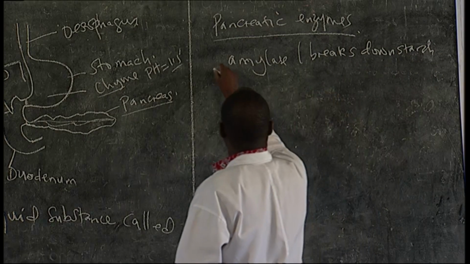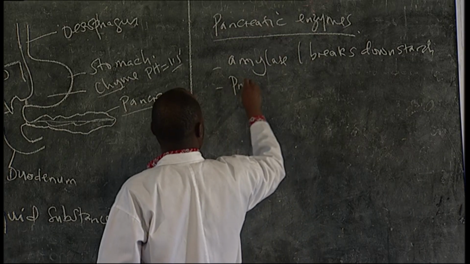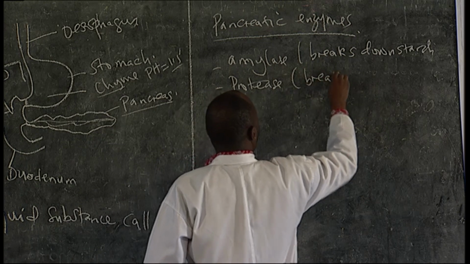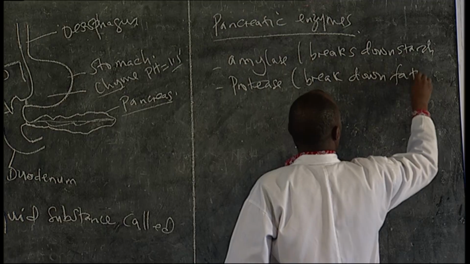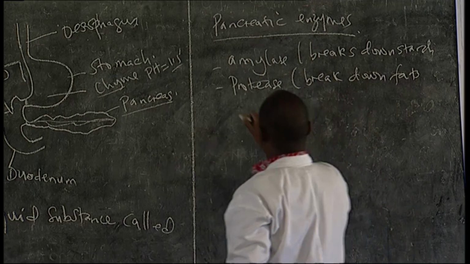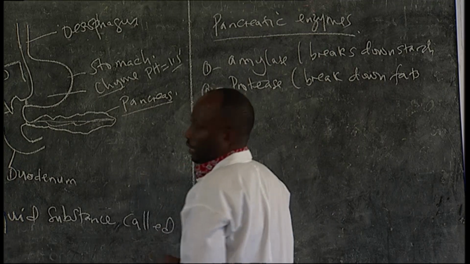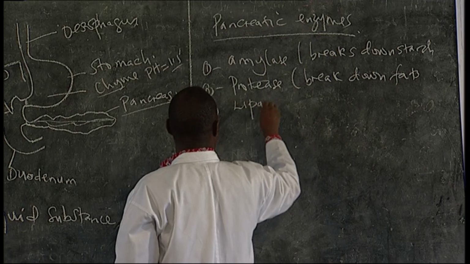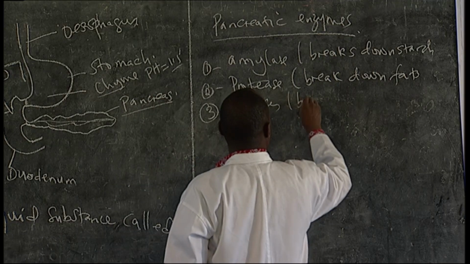We have another one, which is the protease enzyme, which breaks down proteins. So these are pancreatic enzymes. So this is number 1, this is number 2. We have number 3, an enzyme called lipase, which is also going to be released into the duodenum.